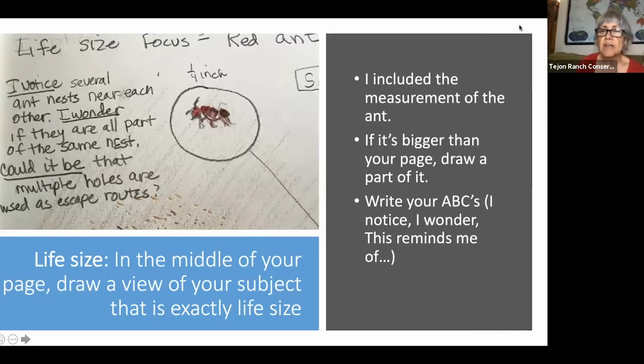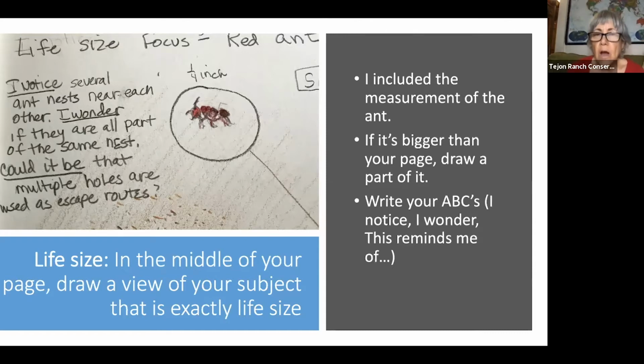The first thing you're going to do is, once you've decided what you're going to study, you're going to start just like you did on all of your previous lessons. You're going to talk to yourself. You're going to do self-talk about what you are noticing. I notice, I wonder, this reminds me of, and you're going to say lots of them. Just look at your subject and start talking to yourself about what you're seeing. Remember, you want to hear what you're thinking.